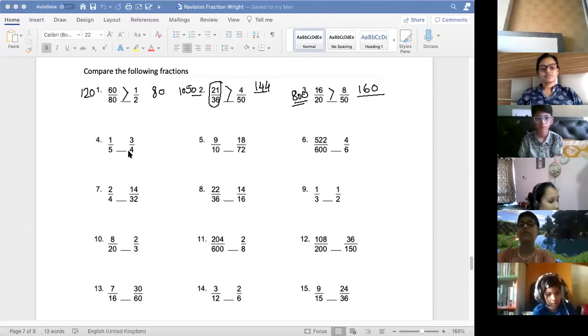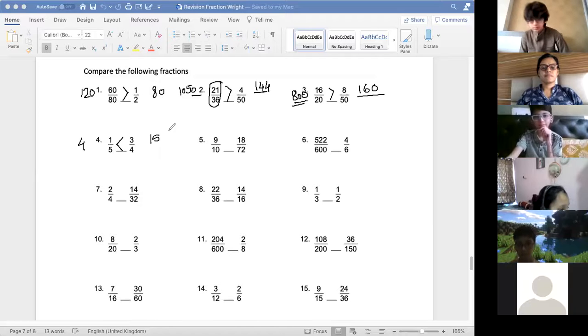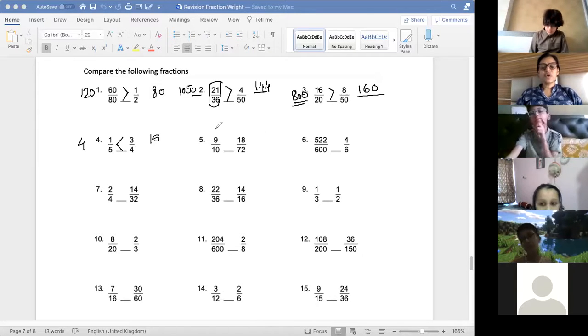Ma'am, I wrote 36 up and multiplied by 4. 6 fours are 24 and then 4 threes are 12. So I wrote... Next one, Rashda, fifth answer.